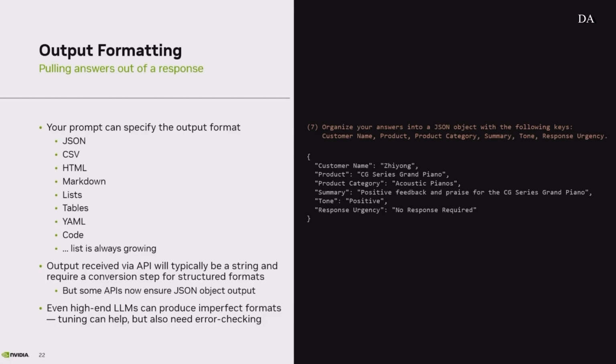And so if you take a look over on the right, this was one of the instructions from the previous example to organize our answers into a JSON object. We see that the JSON was formulated correctly, but indeed it is just text. It's not an actual object that's output by the large language model as text. So we perform a simple conversion step for a structured format like that. Now, even these high-end LLMs can sometimes result in an imperfect format. You could try tuning, but I also strongly urge that you add some error checking in your code to make sure the output is in the format that you expect, and if it's not, that it's somehow corrected or perhaps re-requested in a slightly different way.